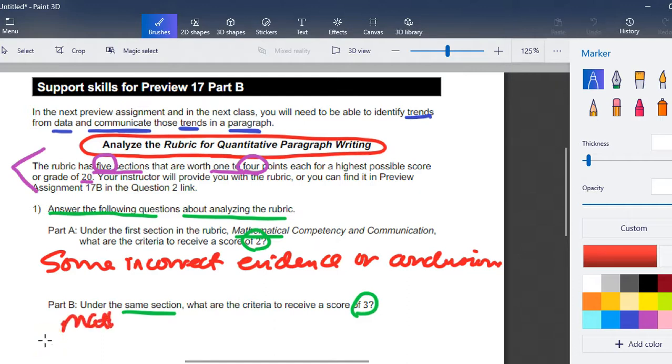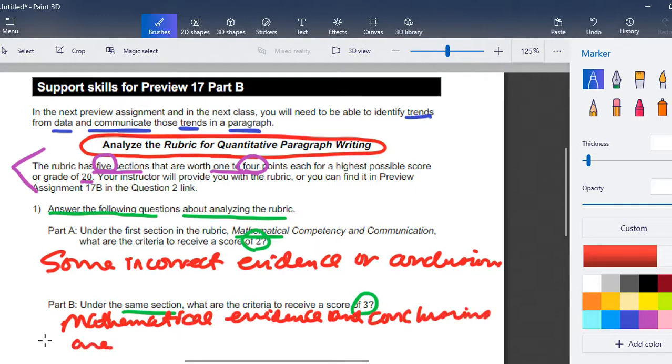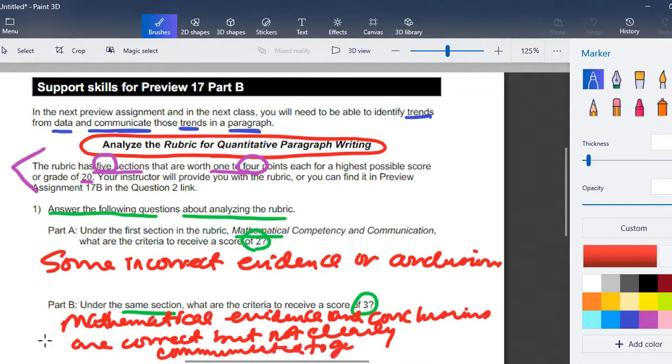Under the same section, what are the criteria to receive a 3? So 3 steps it up a notch. You need mathematical evidence and, not or, conclusions. They are correct, but not clearly communicated to the general audience. So good stuff, just not well communicated.